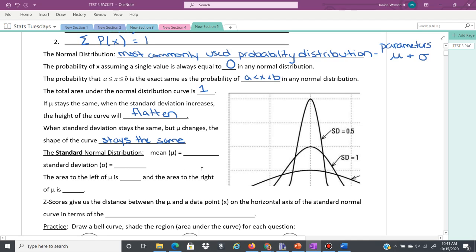Okay, so in a standardized normal distribution, the mean is going to be 0. The standard deviation is plus or minus 1. The area to the left of the mean is 0.5. And the area to the right of the mean is also 0.5. Okay, the z-score is going to give us the distance between the mean and the data point x on the horizontal axis of the standard normal curve in terms of the standard deviation.